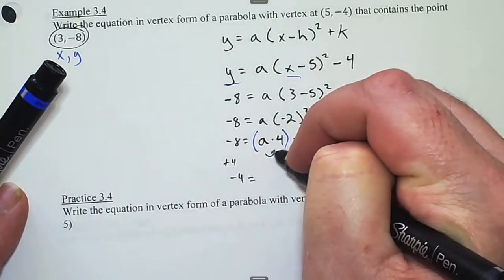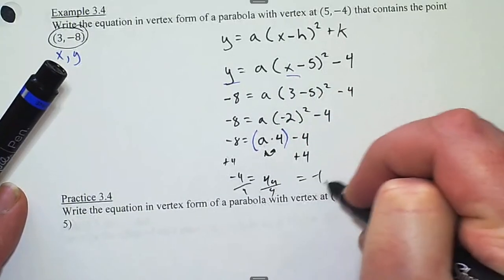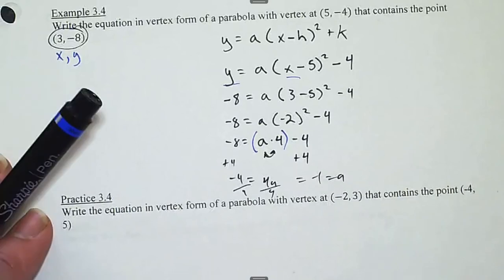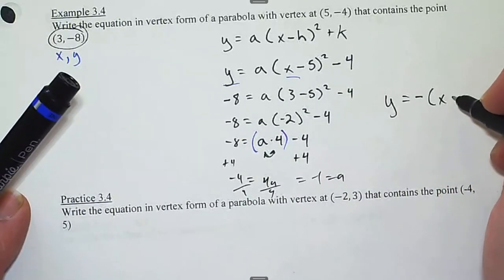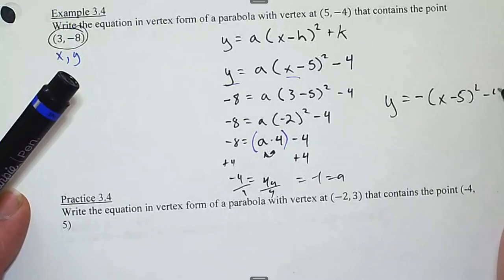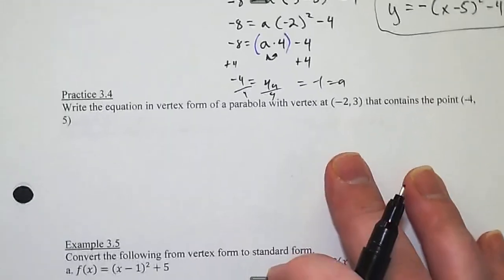And I'll go ahead and rewrite that as 4a. Dividing both sides by 4 gives me negative 1 equals a. So my final answer is negative 1 times x minus 5 squared minus 4. That's us finding the equation. It goes through a certain vertex and through a certain point. Give that one your best try on the next practice.